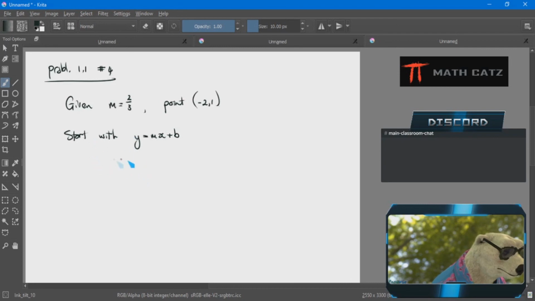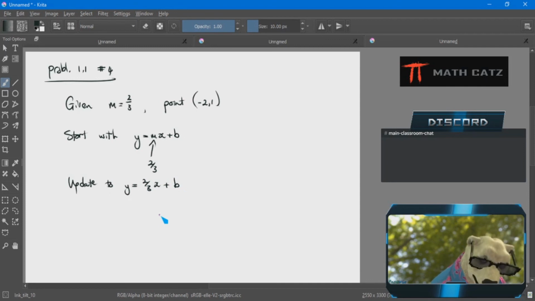So the slope is already given. So we can just insert 2/3 right there. So we can update to y equals 2/3 x plus b. So now I still have to find the b. Now remember, the slope-intercept form is still an equation, just like the general form was, which means it gives me a relationship between x values and y values. So whenever I plug in an x and a y value pair that is valid, that sits on the line, it has to satisfy the equation.